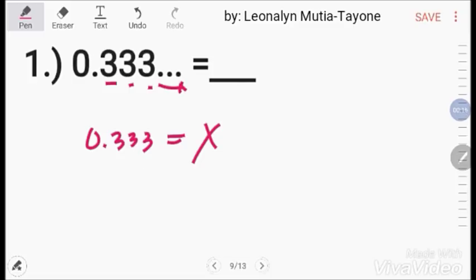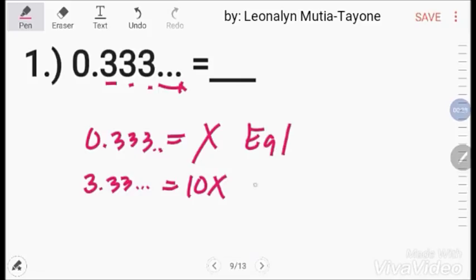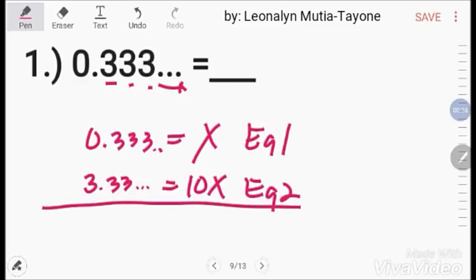Then, mag-multiply ka ng 10, which is 10x. So, kung mag-multiply ka, that will be 0.333 and so on. This will be our equation number 1 and this is our equation number 2. I-minus natin siya. Bali, equation number 2 minus equation number 1.